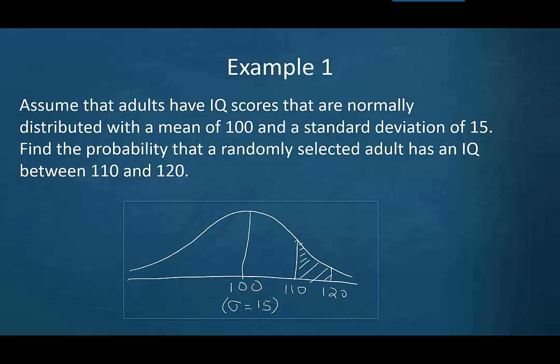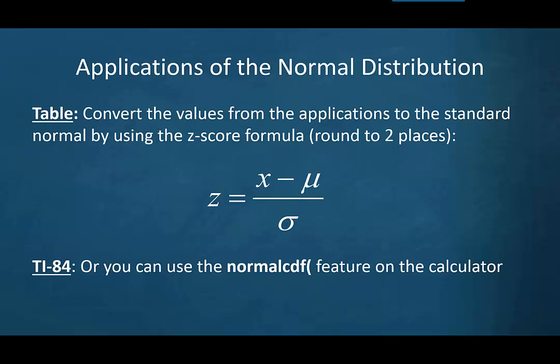I'm going to show you just one example where we use the table, kind of going old school, and then we will turn to the technology and do the remainder of the problems using technology. So if we're going to use the table, we have to first convert these values to a standard normal curve using the z-score formula, x minus mu over sigma. And then I'll show you again using the normal CDF feature on the calculator.